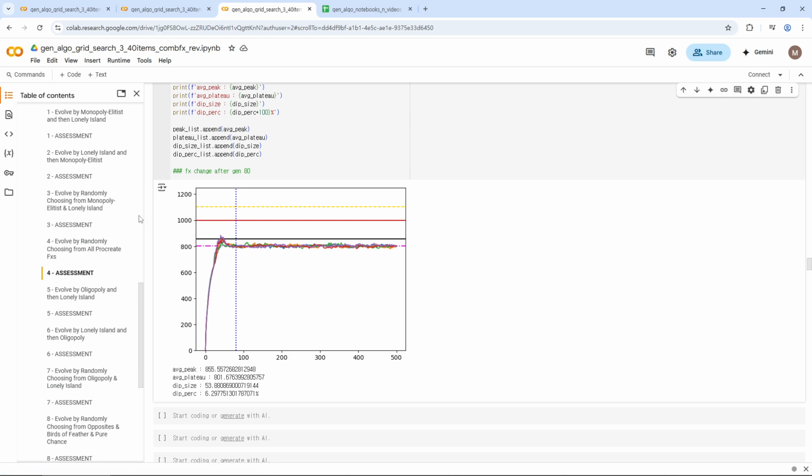However, the dip is smaller because it never actually peaked to the fullest potential, or to near fullest potential.